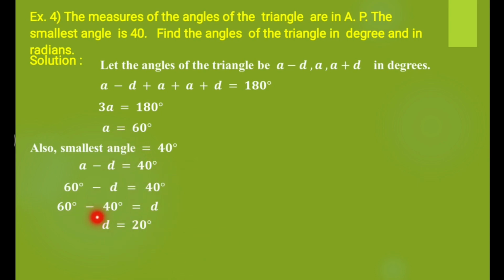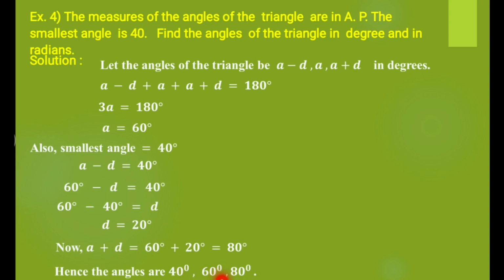Now we know the value of a, we know the value of d, we substitute these values in our considered terms, a minus d, a plus d. So we get here a plus d as 60 plus 20 equals to 80, because we already know the smallest angle, that is value of a minus d, which is 40 degree. Value of a we calculate, which is 60 degree. So we get here three angles 40, 60 and 80. Now we have to convert this degree to radian forms.